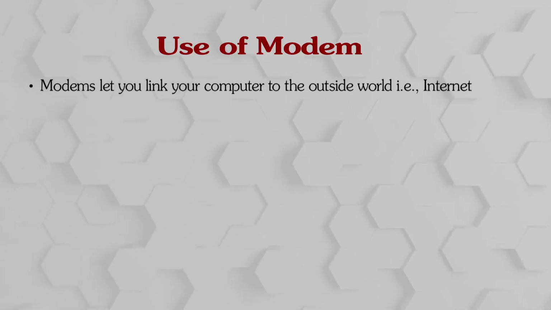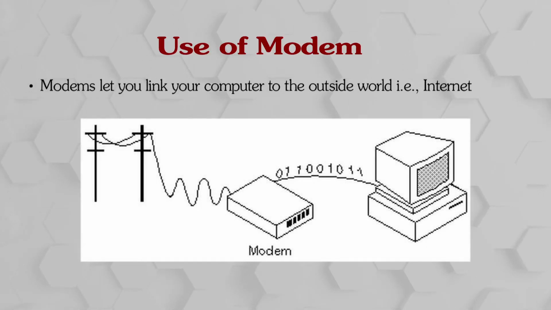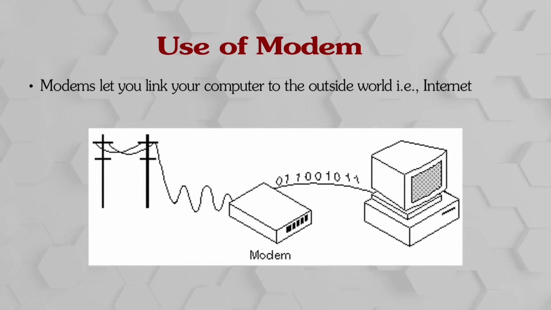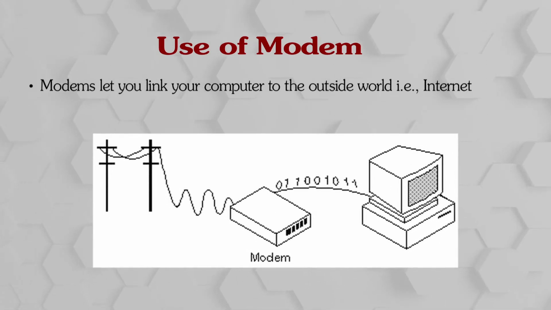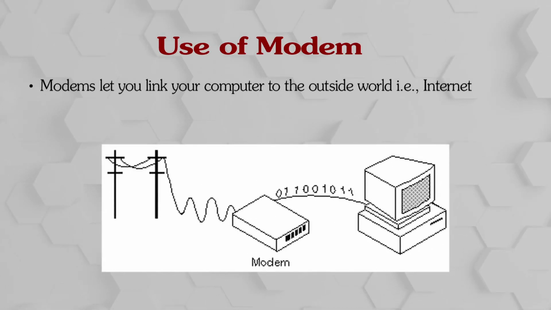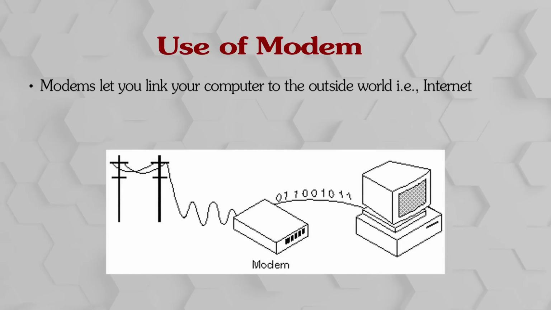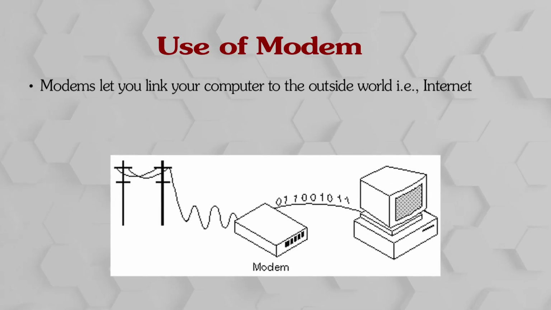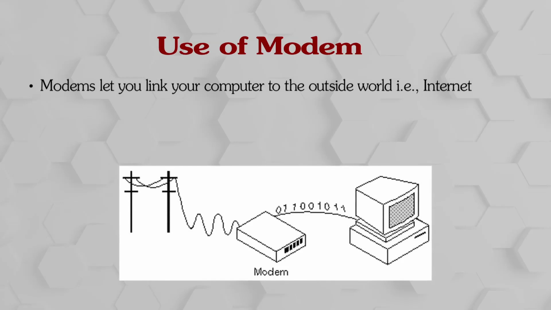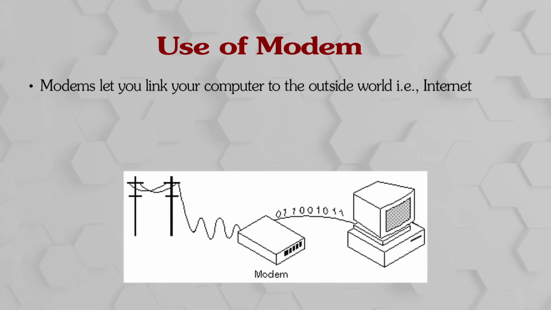Now, a modem lets you link your computer to the outside world. We are just listing some of the functionality of a modem. A modem lets you link your computer to the outside world, that is the internet. For example, we'll describe at a later stage what is the internet, what is a computer network, what is the World Wide Web. All this terminology you will come across at a later stage.